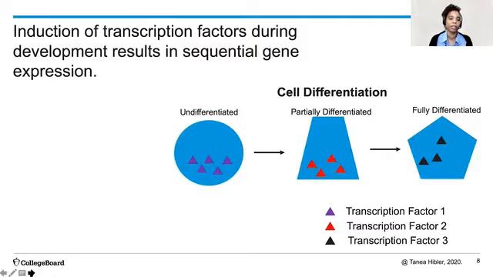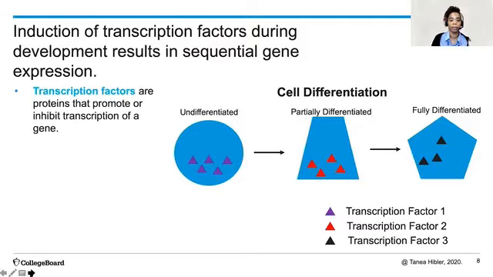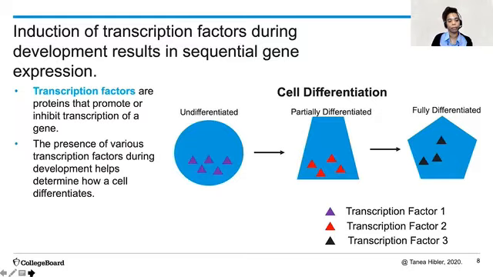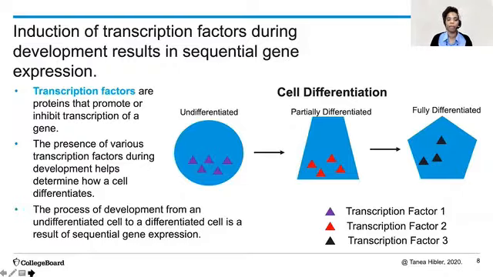Induction of transcription factors during development results in sequential gene expression as well. Transcription factors are proteins that promote or inhibit transcription of a gene. And the presence of various transcription factors during development helps determine how a cell differentiates. The process of development from an undifferentiated cell to a differentiated cell is a result of this sequential gene expression.